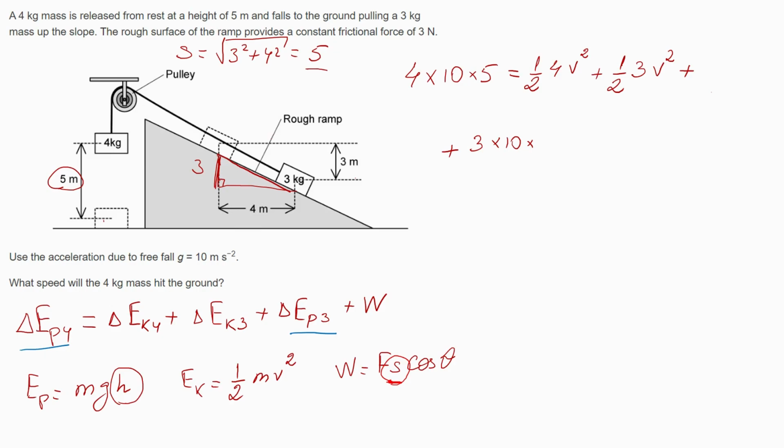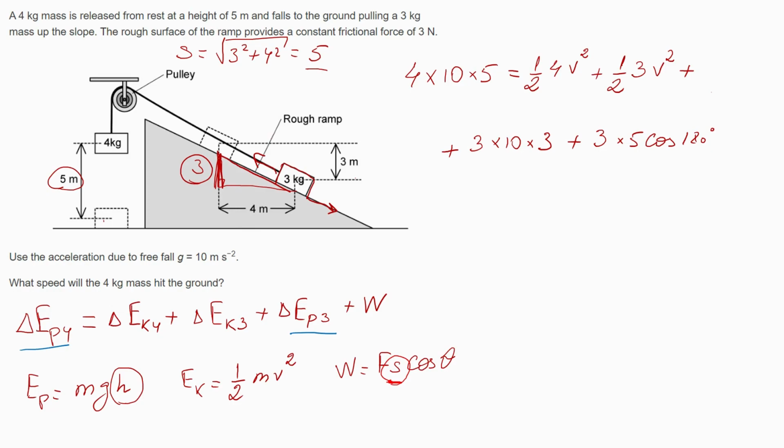We found that the height for the potential energy is 3 meters. Plus the frictional force, which is equal to 3 Newton, and the distance for this frictional force, the distance on the ramp, is equal to 5 meters, so multiply by 5, and the cosine here will be of 180 degrees. Why? Because the movement of the second block goes in the up direction, but the frictional force direction is opposite. So here the angle is 180.